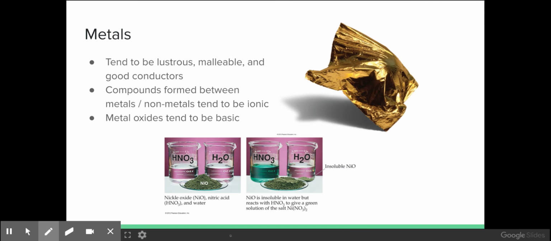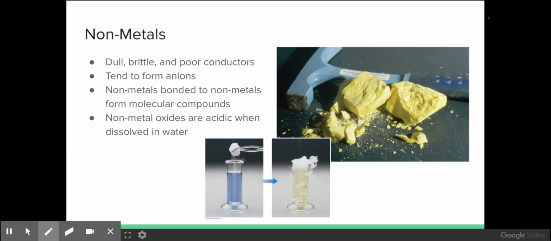You should know the general properties of metals. You should know that metal oxides tend to form bases. We'll come back to that when we learn more about acids and bases. You should know that nonmetals have properties that are the opposite of metals. They're brittle, they're poor conductors of electricity. Nonmetal oxides tend to form acids, and again, we'll review that when we go to acids and bases later in the year.